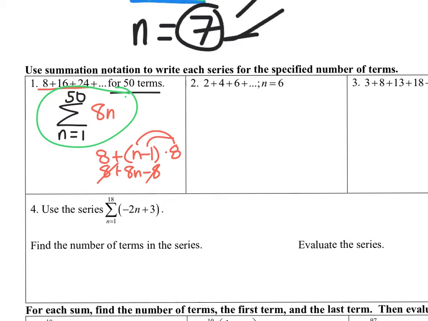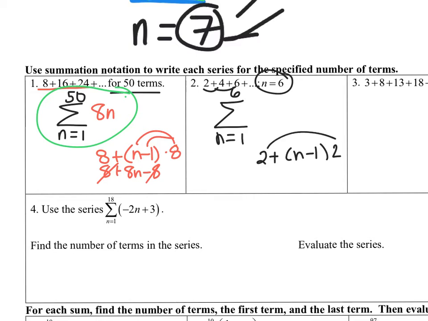Okay, now number 2, I'm going to repeat the same process. It's telling me that n equals 6. So I'm going to go from n equals 1 to n equals 6. And again, this is an arithmetic sequence. The first term is 2, and the common difference is 2. So I'm going to distribute, not that 2 to here, but the 2 to here and here. So it's going to be 2 plus 2n minus 2, and that simplifies to be 2n. So that's how simple it can be to write in summation notation.